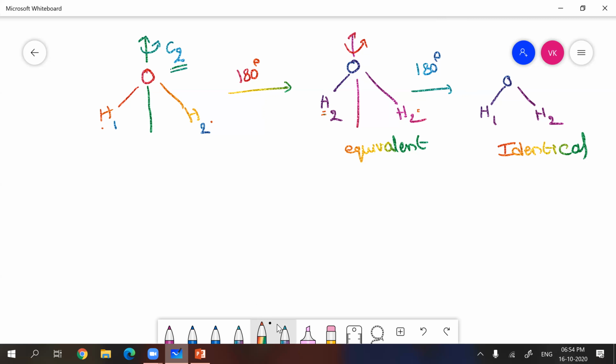Thank you for watching. In the next video, I will continue with symmetry, starting with the first symmetry element, that is the proper axis of symmetry.